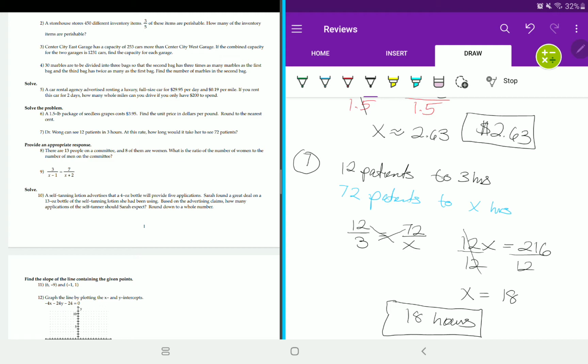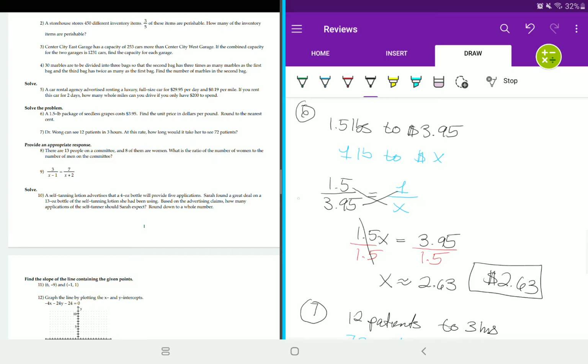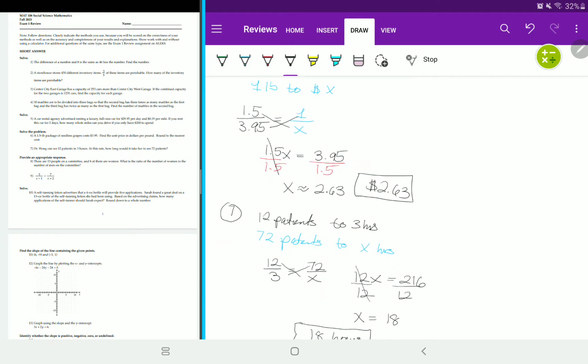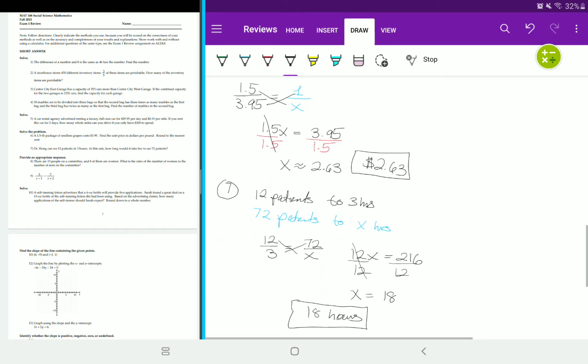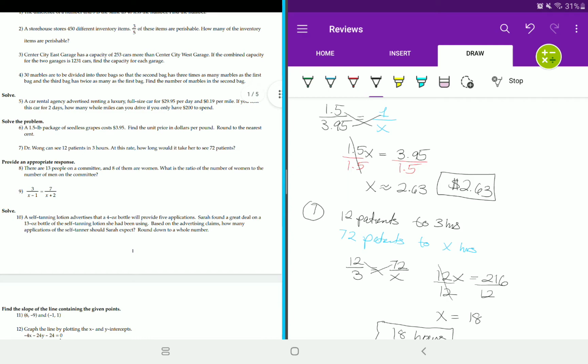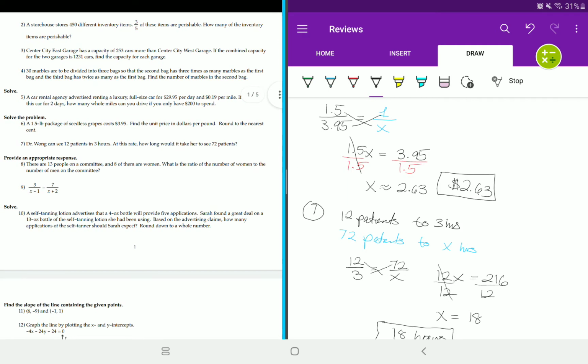All right, guys. I hope number 7 made sense. Also, number 6 made sense because both 6 and 7 use proportions. And I'm going to zoom out in case you guys want to get a full picture of number 7. And we're going to move on to question number 8 now. Okay, question number 8. It says here, there are 13 people on a committee and 8 of them are women. What is the ratio of the number of women to the number of men on the committee?